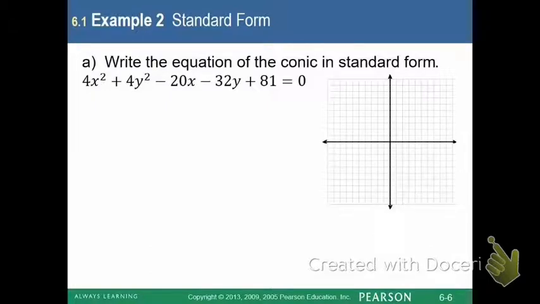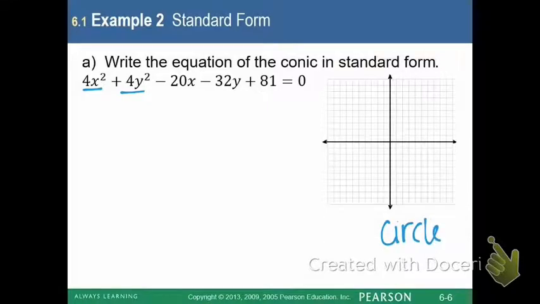So for this first one, I'm going to look, it's x's and y's being squared, right? And the numbers are the same. So I know that this is going to be a circle. So I'm just going to jot this down here, that this is a circle.